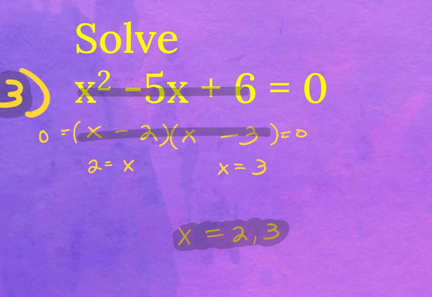So if this says x squared here, there should be 2 answers. Sometimes they're the same answer. When you put the comma between the 2 and 3, you're just listing what the values of x could be. It's like 3 and 2, it doesn't matter.